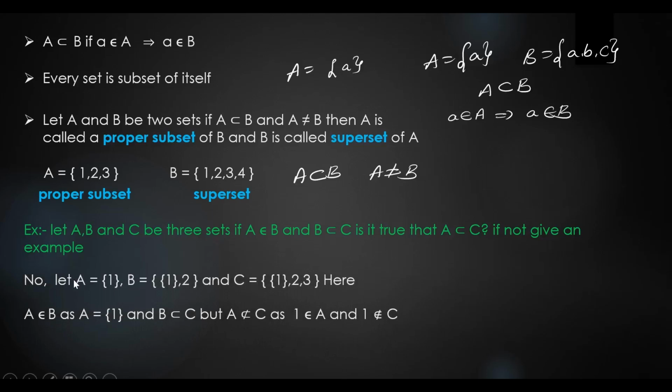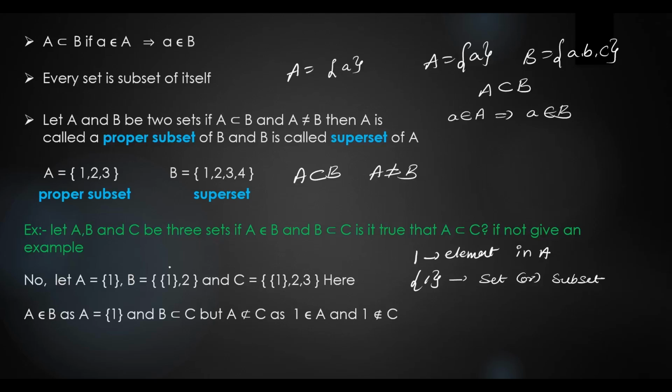Now, let A be equal to the set {1}, B is equal to the set {{1}, 2}, and C is equal to the set {{1}, 2, 3}. So we can call 1 an element in A, and 1 itself it is a set or subset.